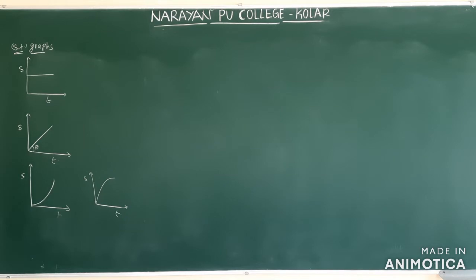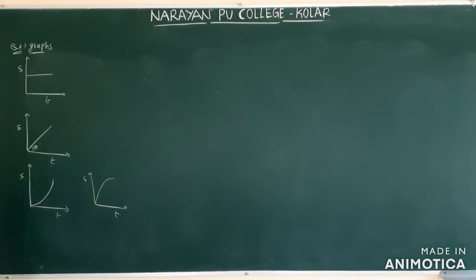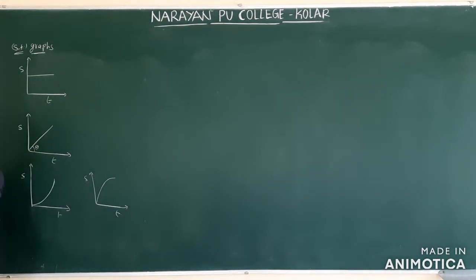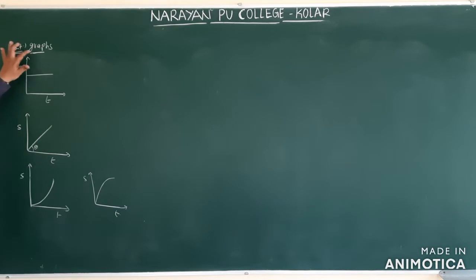Next, see page number 40. They gave four graphs between displacement and time. We already discussed the nature of these graphs. First we will see this displacement time graph. What does this graph indicate? What is the nature of the object in this one?